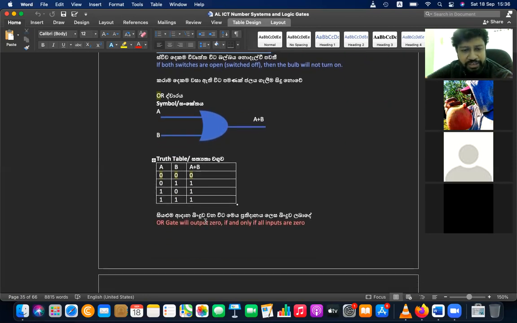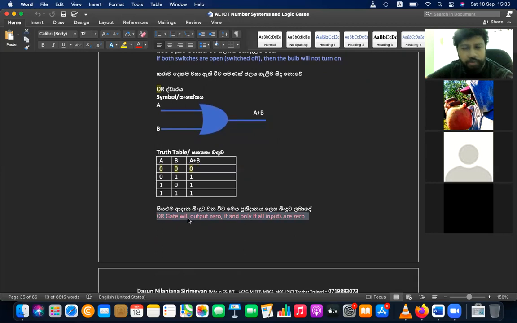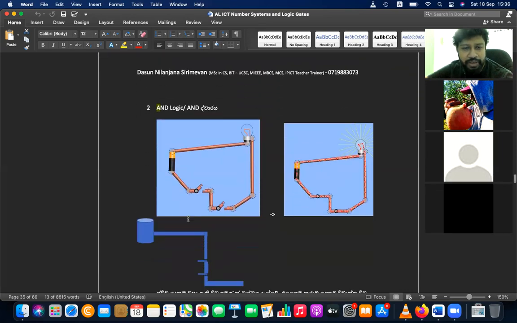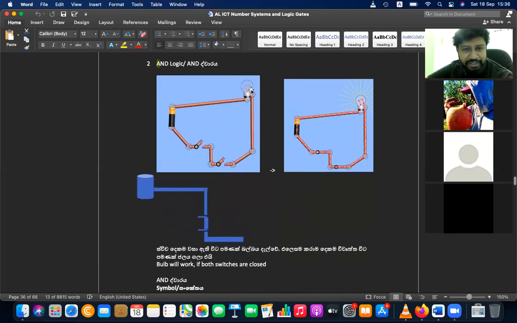So we learned the specialty of OR gate. If all inputs are 0, then the output is 0, and that is OR gate. And we also learn about AND gate. That is something like this, A and B. Here, if both valves are open only, you can take the water. This is a water tank. If both valves are open only, you can take water.